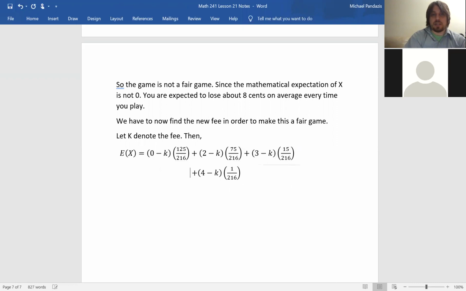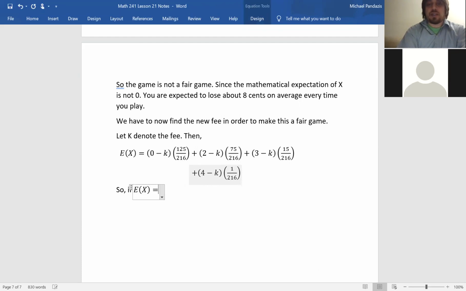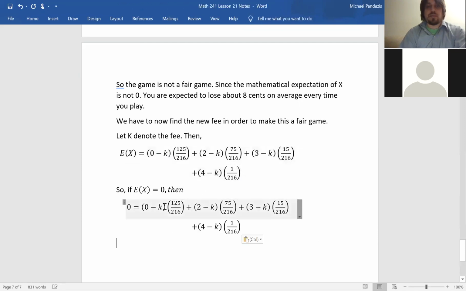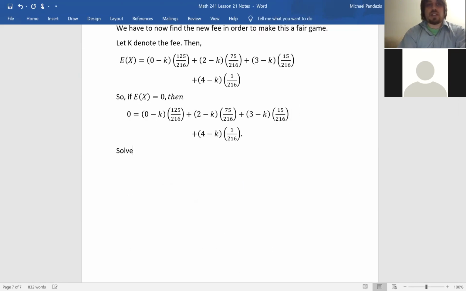Okay, so then there you go. So E of X is equal to that value. And so if E of X is zero, then this equation is saying that zero is equal to this whole thing. Right? So then you set that equal to zero. Now, solving for K, we get that K is equal to 199 divided by 216. As a decimal, that's 0.92.